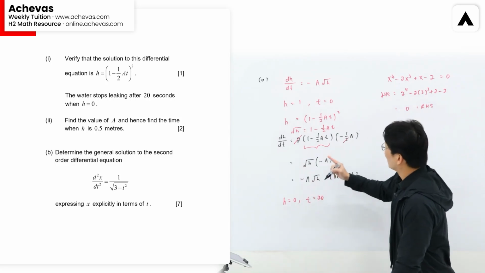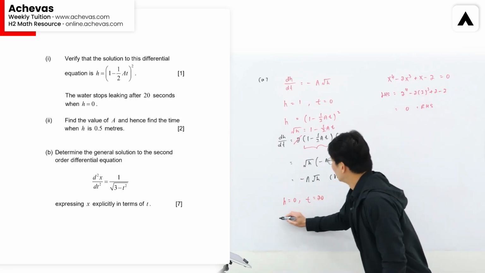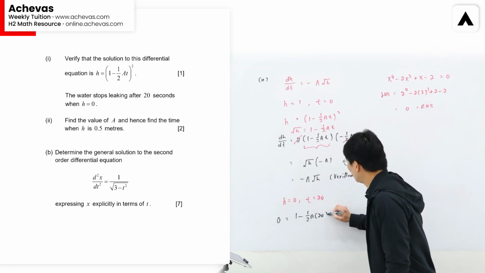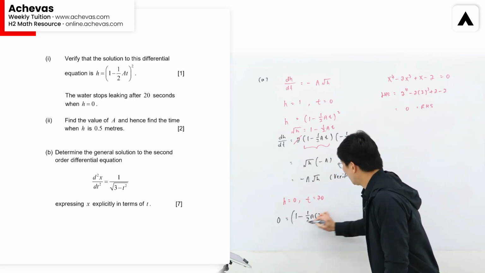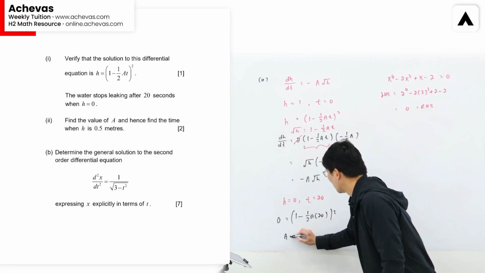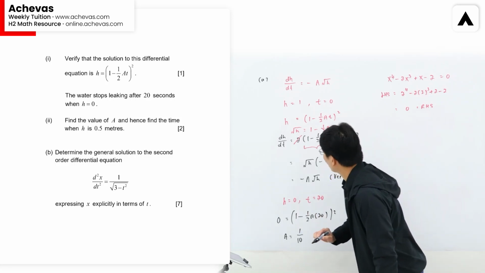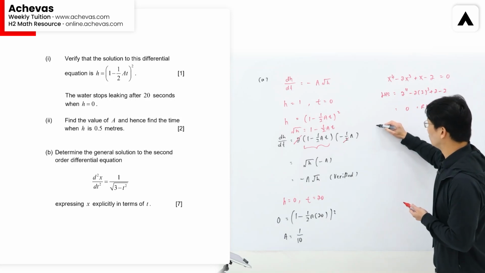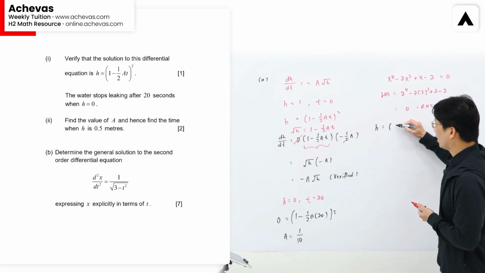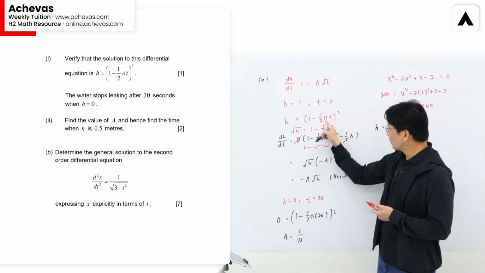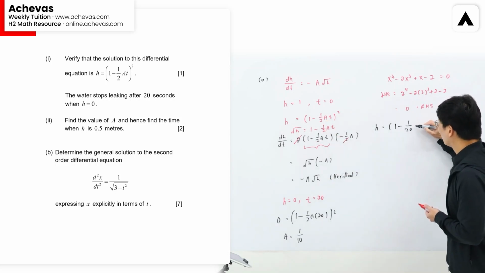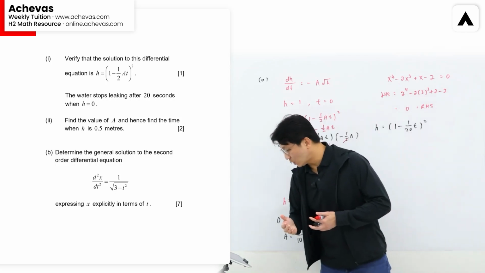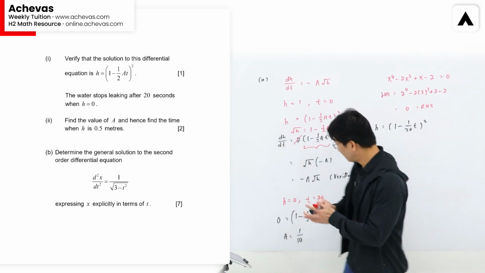Subbing this value, I will get 0 equal to 1 minus half a, this is 20, right? So the whole thing squared. Solving, I will just get a equal to 1 over 10. So therefore, I will have my particular solution, which is given to be h equal to bracket 1 minus, subbing a 1 over 10 inside here, we will have 1 over 20 t squared. And the question also asks us to find a time when h equal to 0.5.